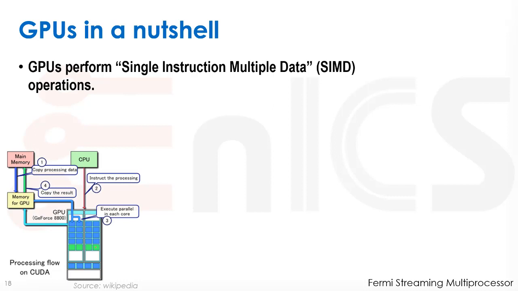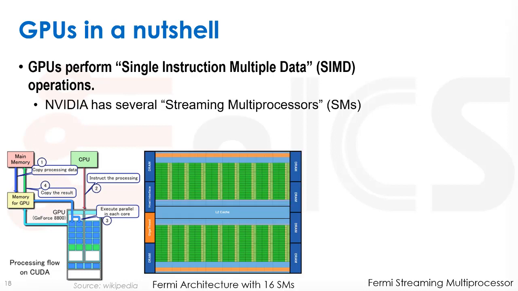Then we have all these cores that are in parallel to each other. They all apply the same instructions onto the data that we copied over from the memory. And finally, we copy the result back into the main memory. So that's the type of thing that a GPU would do. That's a single instruction multiple data type of processing.